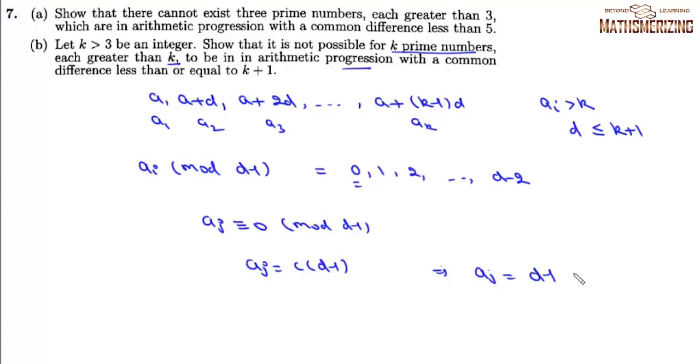Now d minus 1 is less than or equal to k, but we are given that ai is greater than k. That means there is a contradiction. So it is not possible for k prime numbers, each greater than k, to be in AP with a common difference less than or equal to k plus 1, and this completes our proof.